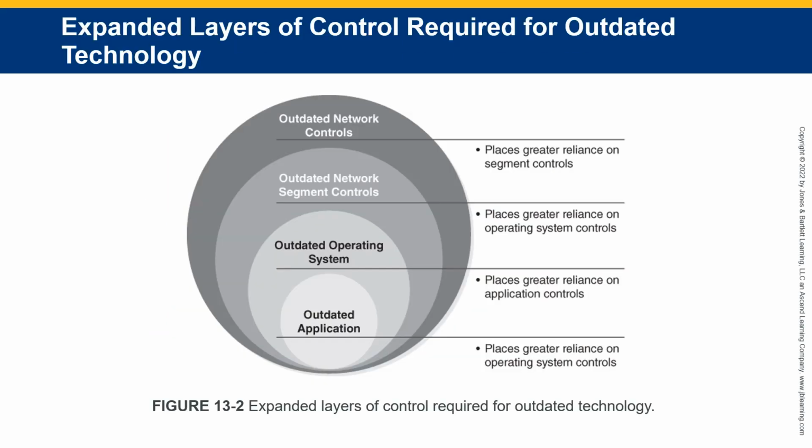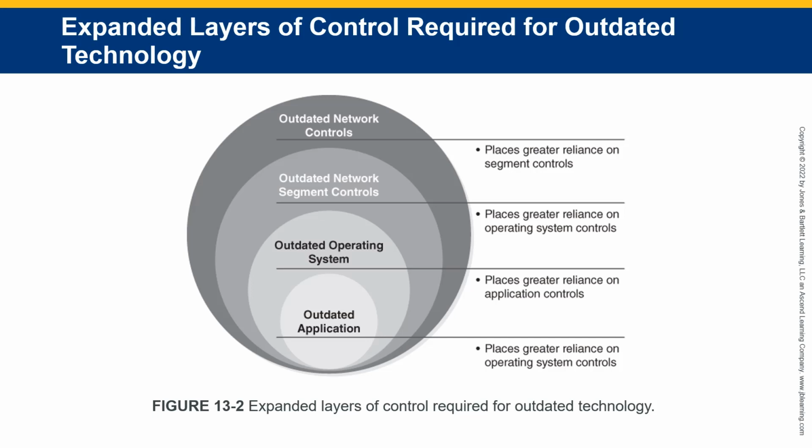Expanded layers of control required for outdated technology. This is figure 13-2, which depicts these layers. So let's look. Assume it sometimes is less expensive to replace technology than to upgrade its security. And this figure illustrates that point. Let's assume you had outdated technology in your network. One response would be to improve segmentation controls to compensate.